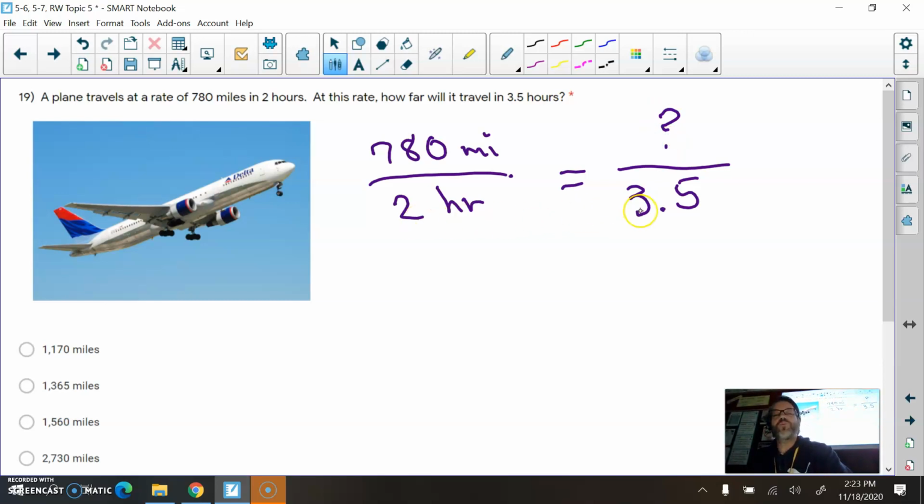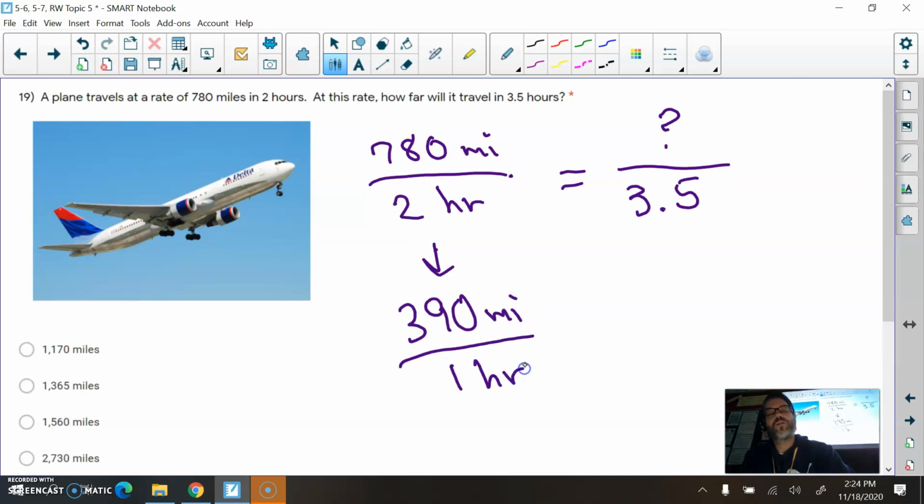Are 2 and 3.5 compatible? If it were asking like 4 hours, then I'd just have to multiply by 2, wouldn't I? But 3.5 is not compatible with 2. So what I'm going to do instead is take the 780 miles in 2 hours, and find the unit rate by dividing them both by 2. Take 780 divided by 2, and you get 390 miles in 1 hour. That plane is traveling 390 miles per hour.